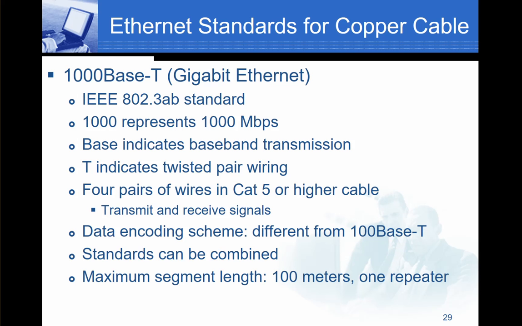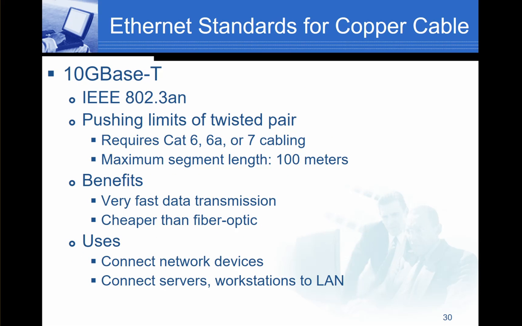1000BaseT is gigabit. Of course, 1000 represents 1000 megabits per second. And the same thing, you need to have Cat 5 or higher for that. Really, you want to use Cat 5e or preferably Cat 6. That way, if you increase the speed, the Cat 6 is going to take care of it, where the Cat 5e really will not.